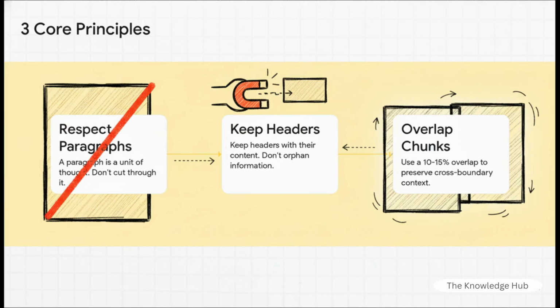First, respect paragraphs. They are complete units of thought, so don't ever slice them in half. Second, you have to keep headers attached to their content. A title like authentication flow is totally useless if it's floating around by itself. And third, use a small overlap between your chunks. This is a subtle but super powerful way to make sure that ideas that cross a boundary are still connected.